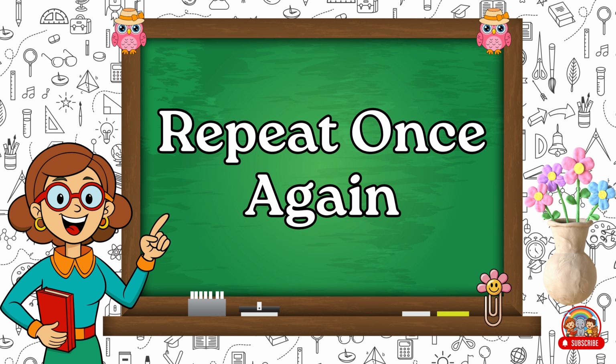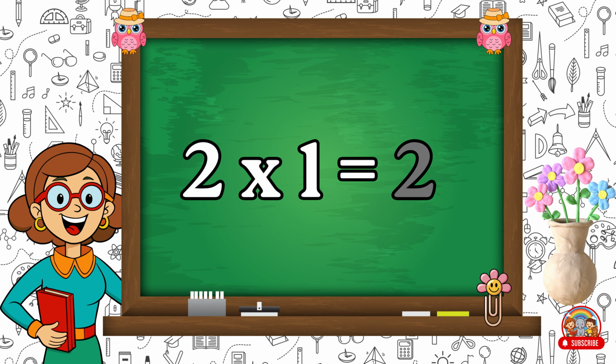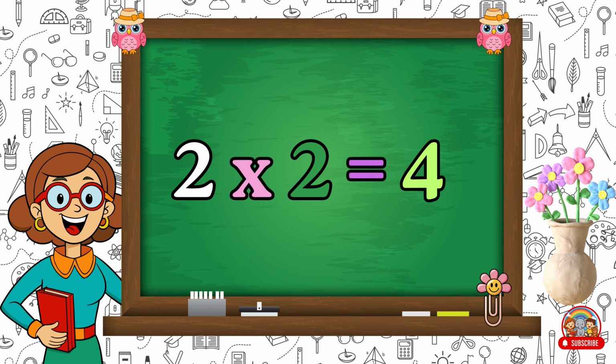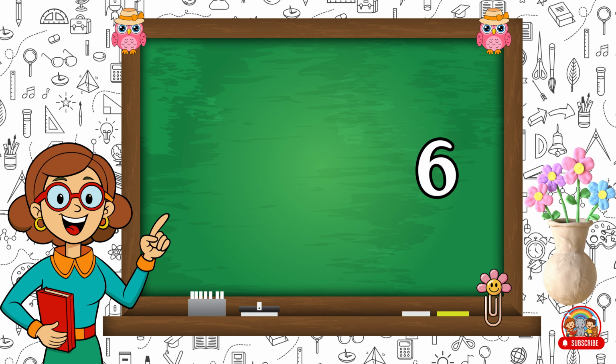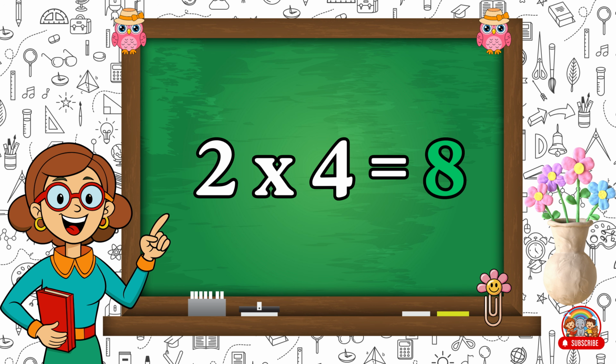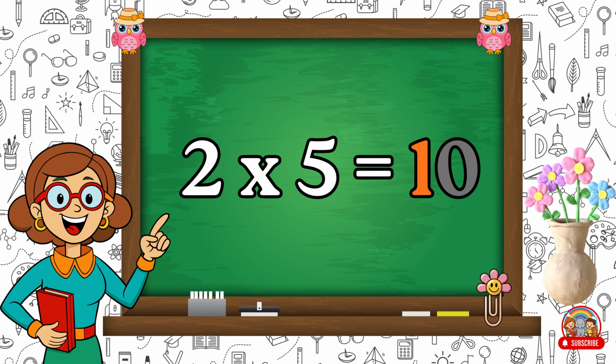Repeat once again. 2 ones are 2. 2 twos are 4. 2 threes are 6. 2 fours are 8. 2 fives are 10.